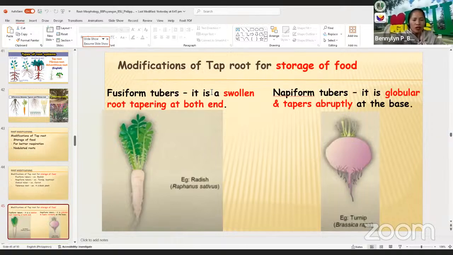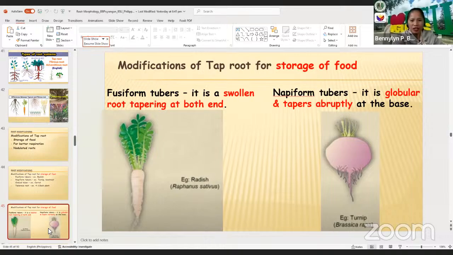For the fusiform tubers, it is a swollen root tapering at both ends. So this is Raphanus sativus, or the radish. For the napiform tubers, it is globular and tapers abruptly at the base. That is Brassica rapa, or the turnip.